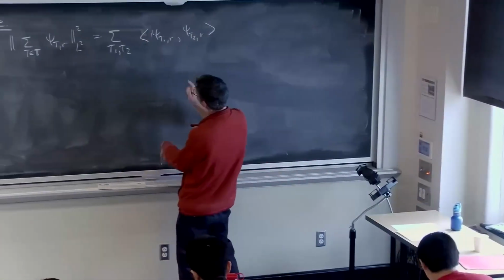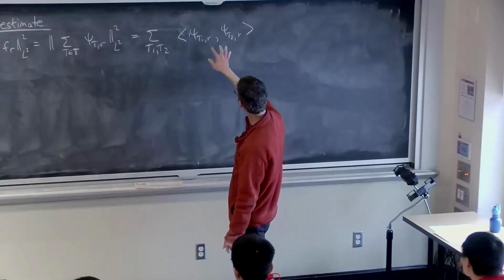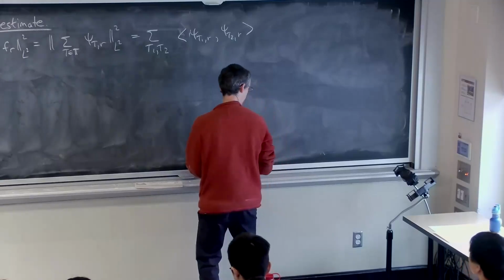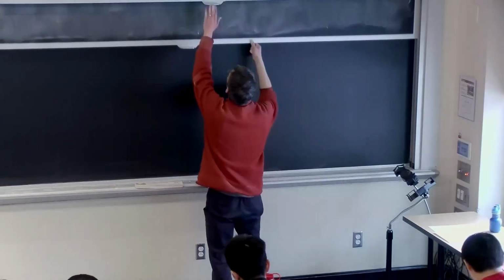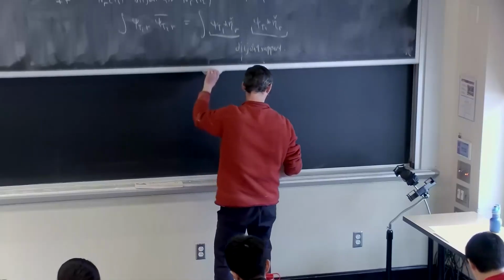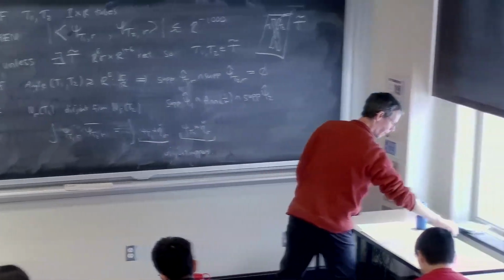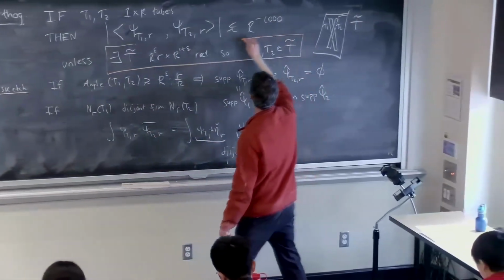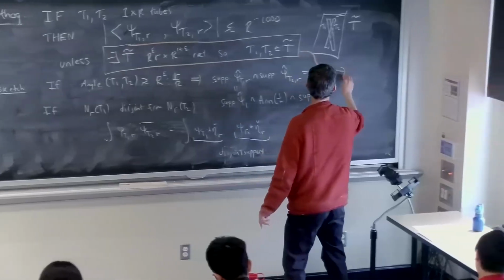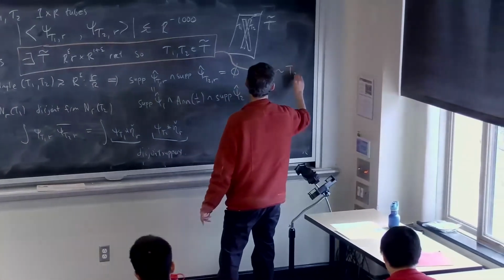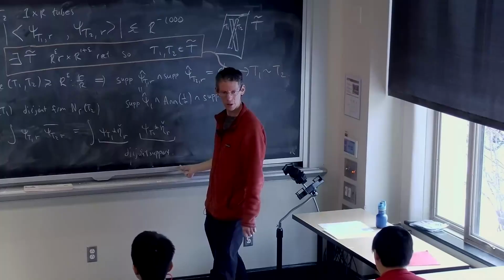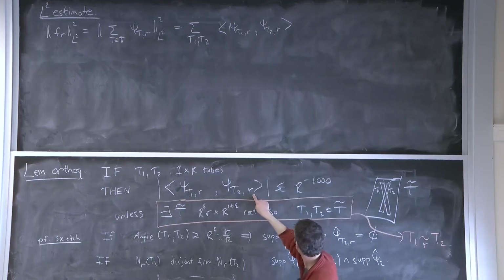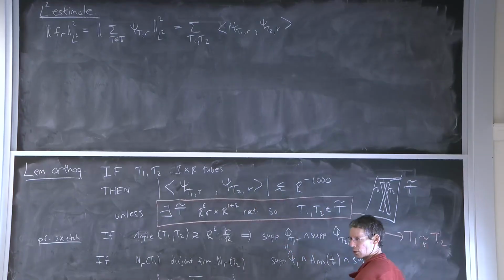OK. And the key point is our orthogonality lemma tells us that most of the inner products in this sum are negligible. There's only a few that are not. Let me give a bit of a name to the ones that are not. I'm going to abbreviate it as saying that T1 is related to T2. T1 is close to T2. I guess we could put a little r here. So this inner product is negligible unless T1 is related to T2.